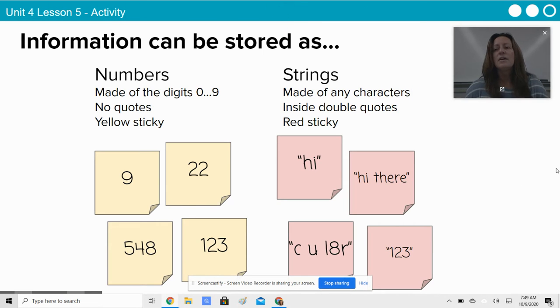Recall that with these sticky notes, we were representing two kinds of information: numbers, the digits 0 through 9 on yellow sticky notes, not in quotes, they would actually be numbers, and strings, which are text, characters, inside double quotes on red stickies.